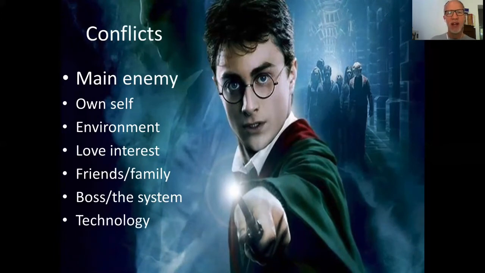Friends and family, a lot of tension there, sometimes between his friends and family about what he's doing and what he's doing to them. Boss, the system, well, of course, Dumbledore is like a father to him, but there's conflict. Can Harry live up to it? Is Dumbledore pleased with what Harry is doing? And technology as well. Sometimes, I suppose for them, the technology is getting the hang of wizarding. It's not quite as easy as it looks, is it? There's lots of different forms of conflict there. So D, drama. When you're setting up a story, you're looking for lots of drama, and that means lots of conflict. Both the main enemy, but lots of others as well.